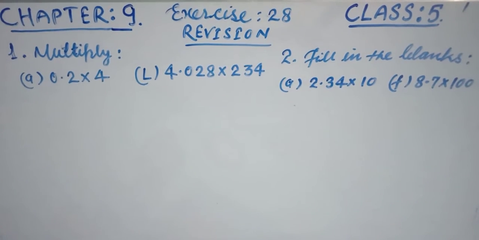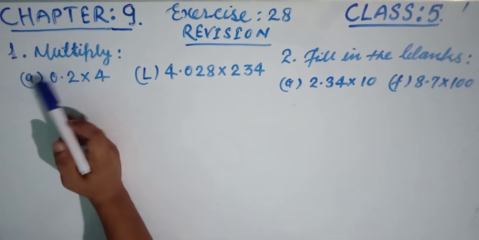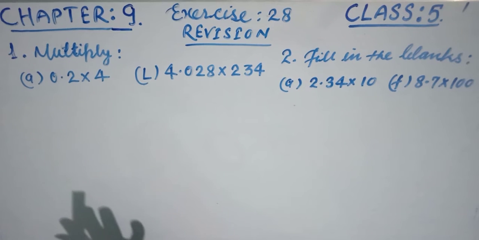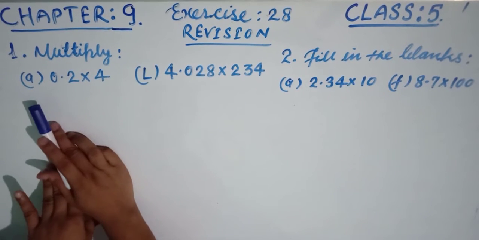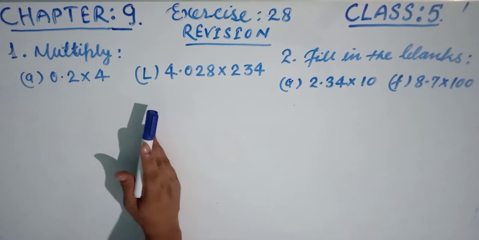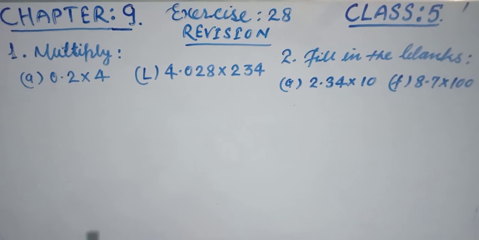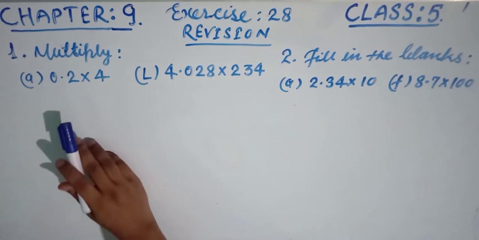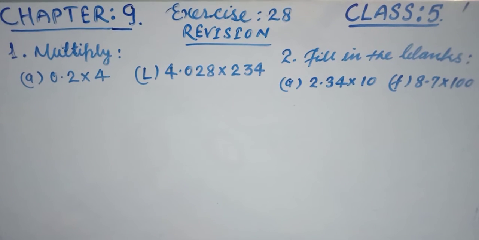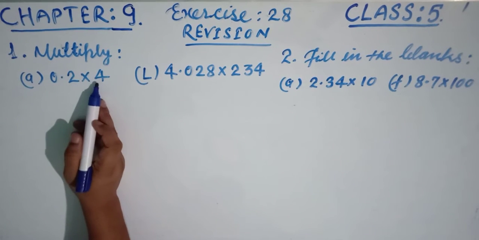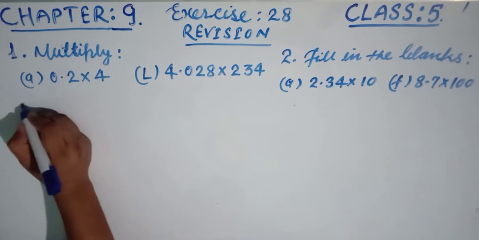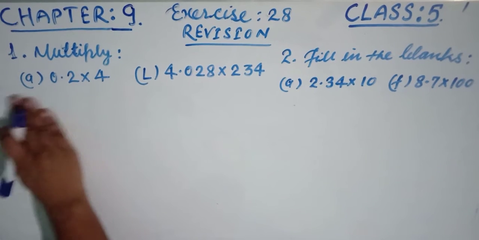Now friends, see, question number 1 says multiply, and we have taken sub-questions A and L. Question 1 carries lots of questions, and we have taken only 2 sub-questions. Now see friends, we are going to revise. Here is 0.2 multiplied by 4. Now see the solution for A.